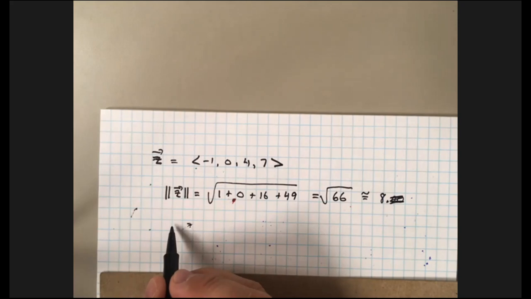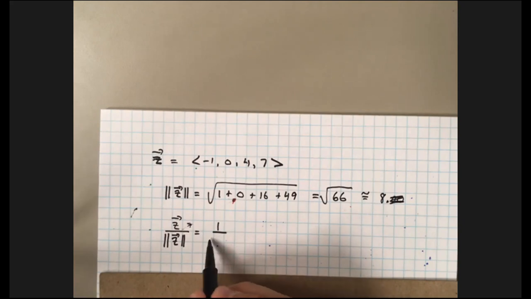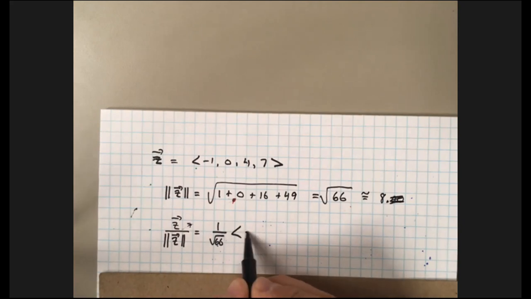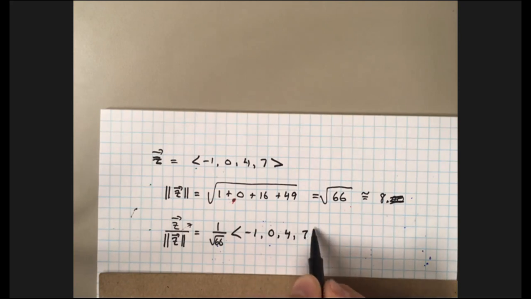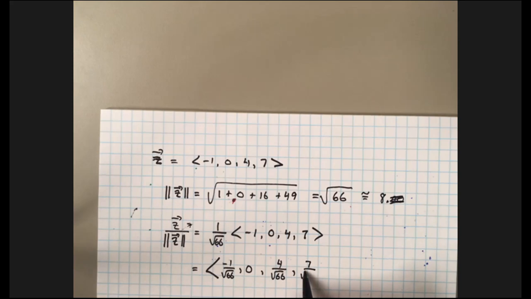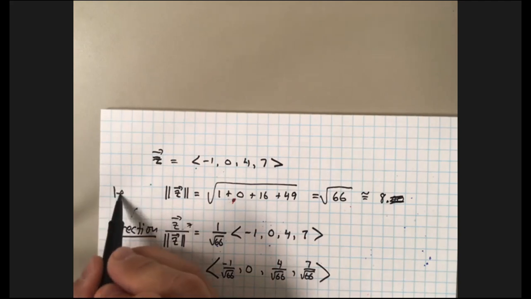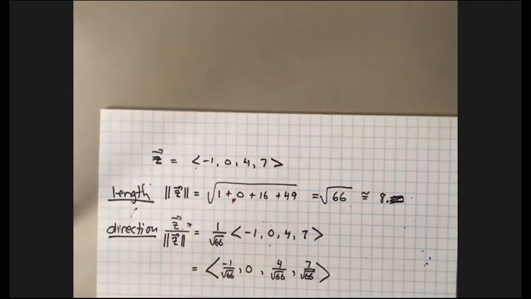And what about the direction of Z? No whining that you've never been to the 4th dimension. All you do is take 1 over root 66 and scale the vector. Now, you and I don't operate in the fourth dimension, but if we had any four-dimensional visitors, they would understand exactly what we're writing. 1 over root 66, 0, 4 over root 66, and 7 over root 66. This is awesome utility. I can speak about length and direction in any dimension.